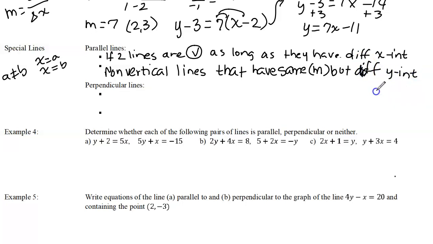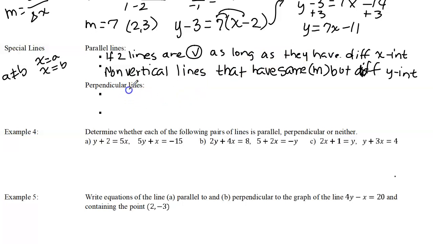Different y-intercepts, right? One is going to be higher than the other. So parallel lines, those are your 2 criteria. If they're vertical lines, they're parallel as long as they have different x-intercepts. If they're non-vertical lines, whether they're horizontal lines or diagonal lines, if they have the same slope but different y-intercepts, then they're parallel. If they have the same slope and the same y-intercept, they're not called parallel lines, they're called coinciding lines, which means they're exactly the same line.